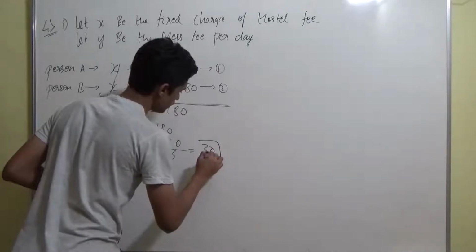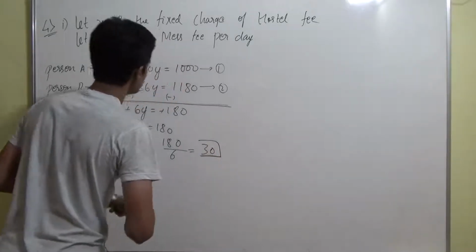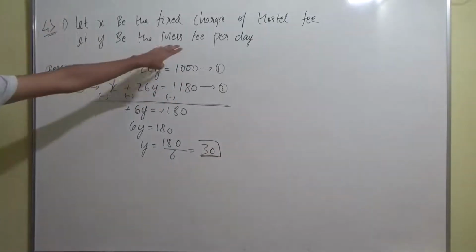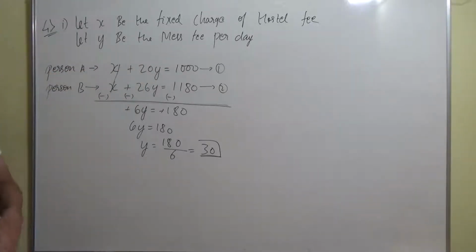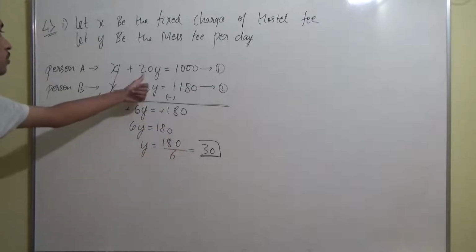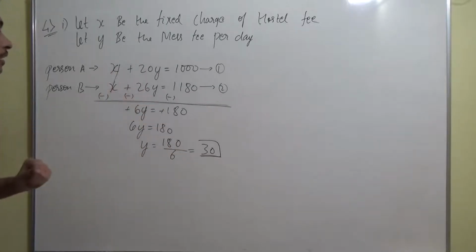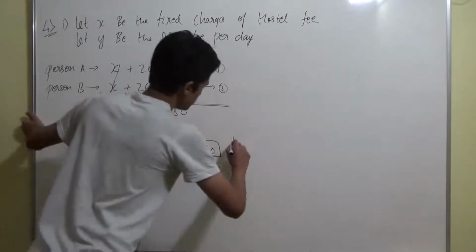So the value of y is 30, which means the mess fee is 30 rupees per day. Right, now let's substitute the value of y back into the equation and find the value of x. So here we'll be writing substituting.